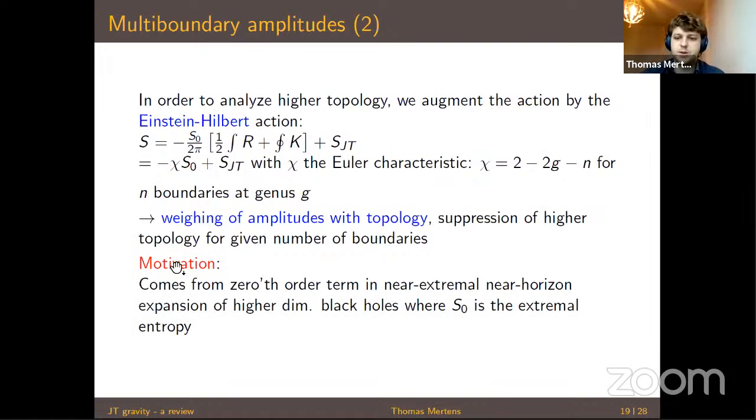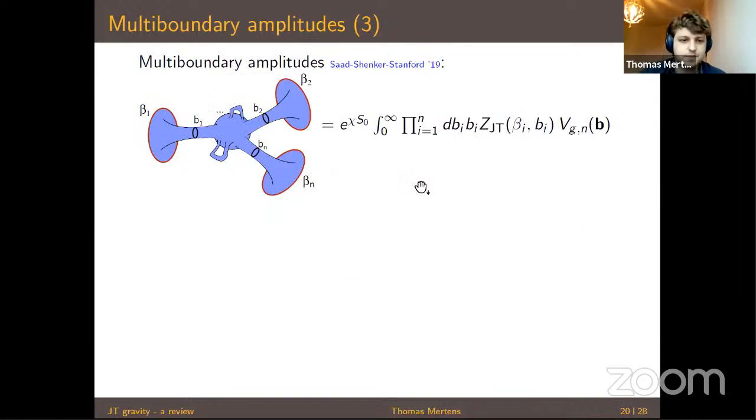The motivation for reinstating this Einstein-Hilbert action is that it actually comes from the 0th order term if you do the near-extremal near-horizon expansion of a higher dimensional black hole. At 0th order in that expansion, you get Einstein-Hilbert. At first order, you get JT, and then you get an infinite series of higher corrections as you move back from the near-horizon, near-extremal approximation. In that case, this S0 would be literally the extremal black hole entropy. That's why I call it S0 here. It's the number that causes this weighing of different topologies.